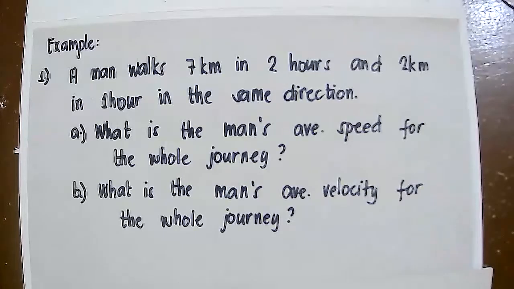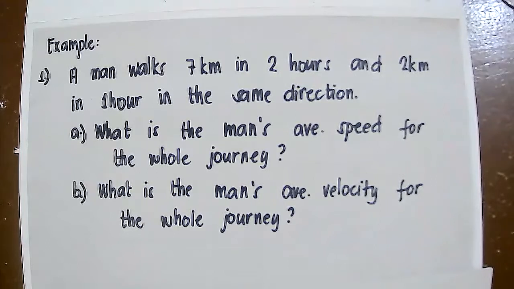Okay, so today we are going to have different examples on word problems involving speed and velocity. For the first example, we have here a man walks 7 kilometers in 2 hours and 2 kilometers in 1 hour in the same direction. For the first question, what is the man's average speed? And for the second one, what is the man's average velocity for the whole journey?